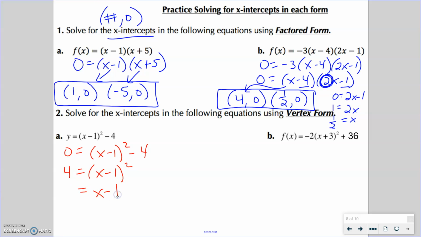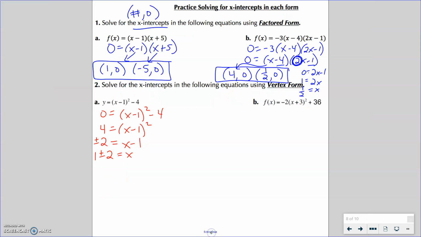Now don't forget, while the square root of 4 is technically only 2, we now know it's plus or minus 2. Then when I go to add the 1, make sure you add the 1 to the front of the plus or minus. So you can say, okay, one of my answers is 1 plus 2, which is 3, 0. My other answer is 1 minus 2, which is negative 1, 0. All right, that worked out pretty good, so yay.